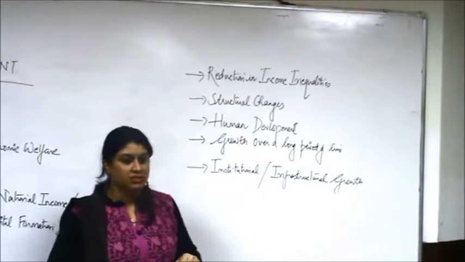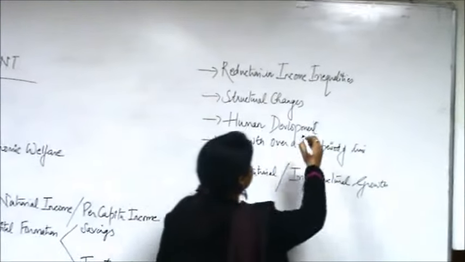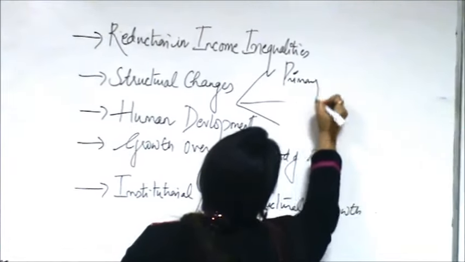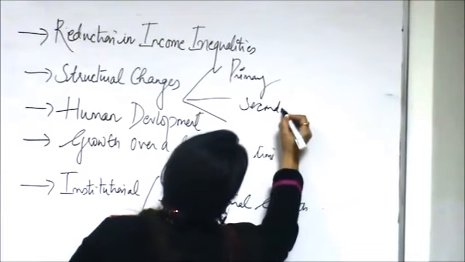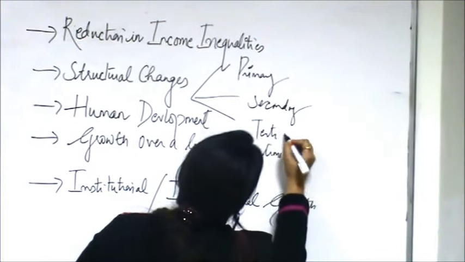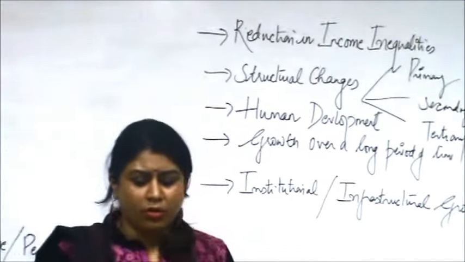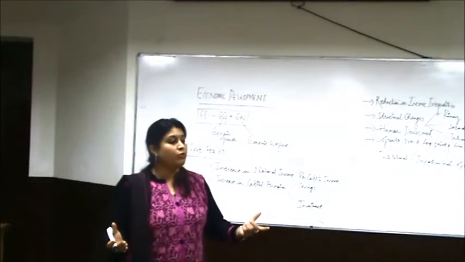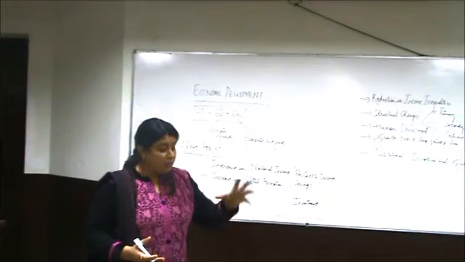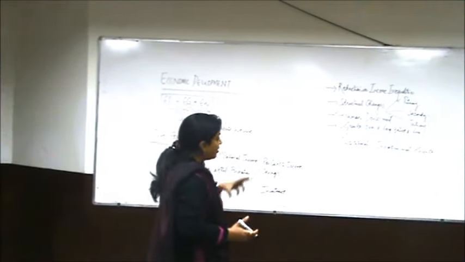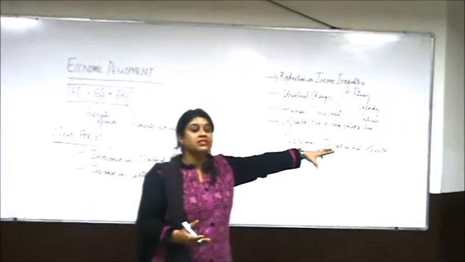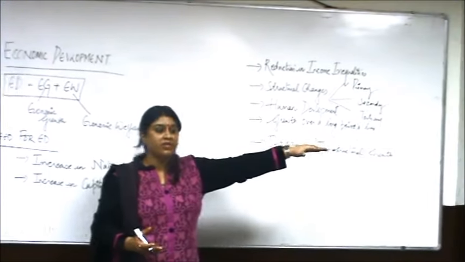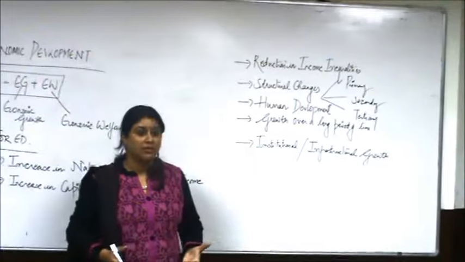Then we talk about structural changes. As we all know, if we talk about the basic structure, we have the primary sector, we have the secondary sector, and then we talk about the tertiary sector. So all these sectors are working in tandem and they are finally contributing to the output of the economy, right? But here once again we need to see what is the level of contribution which all these sectors are making, right? Primary is agriculture, secondary is your industries, and tertiary is your service sector.